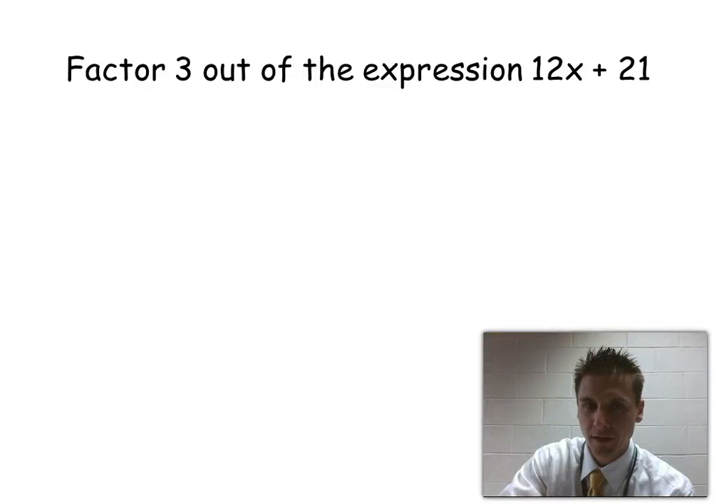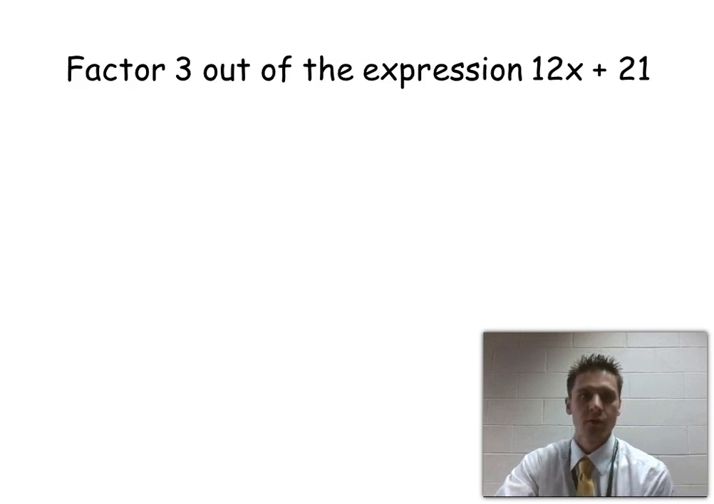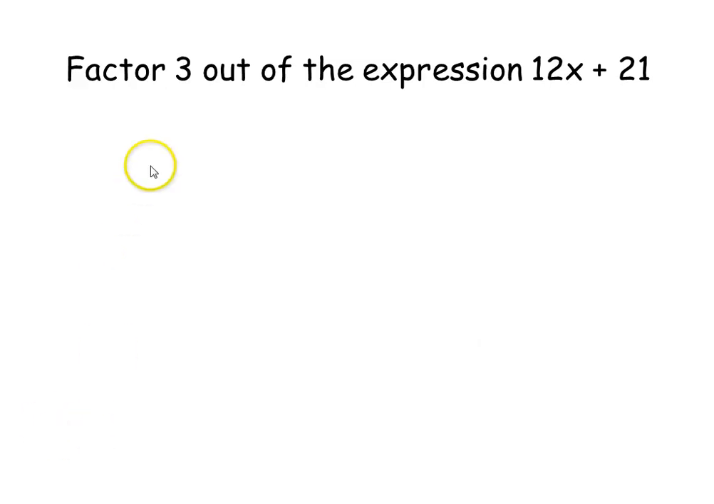All right, we're back again. This time we're going to do some factoring, where we're given a factor to pull out of a given expression. So first we're given: factor 3 out of the expression 12x plus 21. And factoring is just undoing the distributive property. We've talked about the distributive property, and factoring is undoing that.